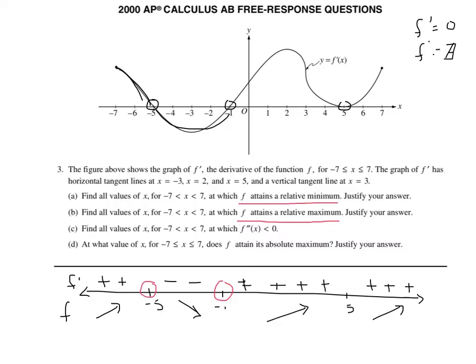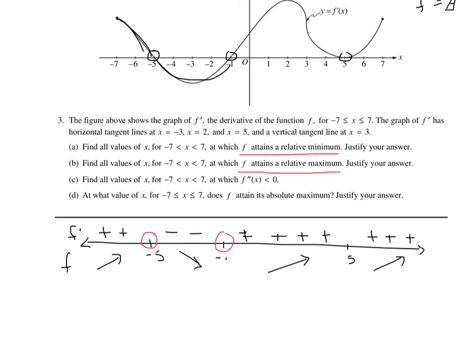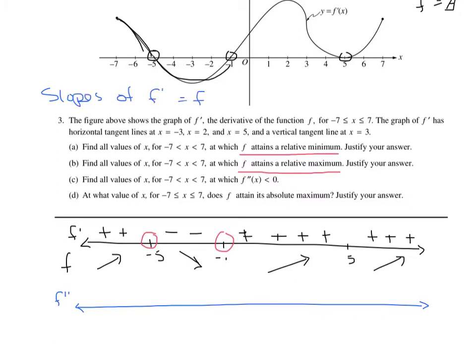So right off the bat, you're probably like 30 seconds into the question, you've already nailed A and B, and you're feeling really good about yourself here. So let's go ahead and see if we can wrestle down C here. We're now going to try to construct a sign chart for f double prime just by reading the graph of f prime. So just recall that the slopes of f prime are going to be f double prime's values.